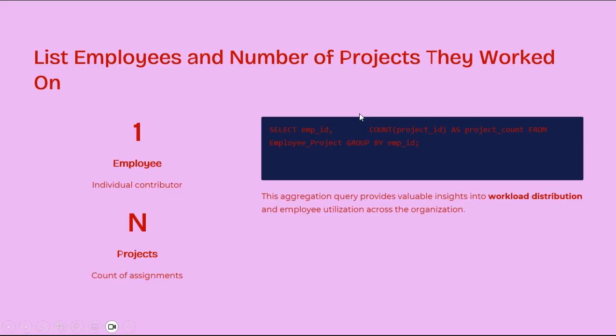Next is list employees and number of projects they worked on. So select employee_ID, count(project_ID) as project_count from employee_project group by employee_ID. This aggregation query provides valuable insights into workload distribution and employee utilization across the organization.